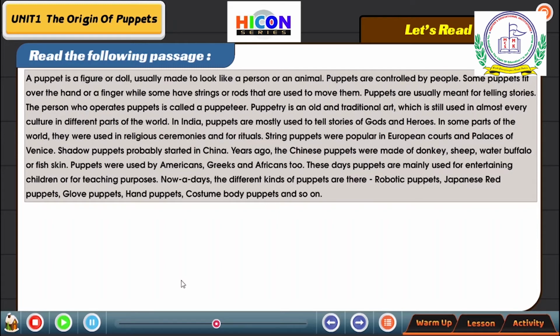Okay, so this is what the passage is all about, and now I will give you some time to go through this particular passage. Read this passage. Read it aloud.